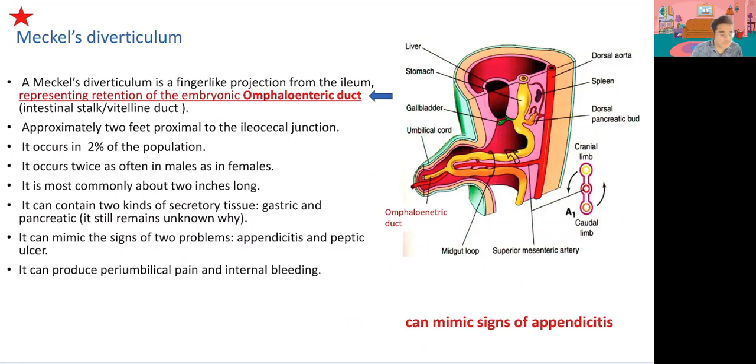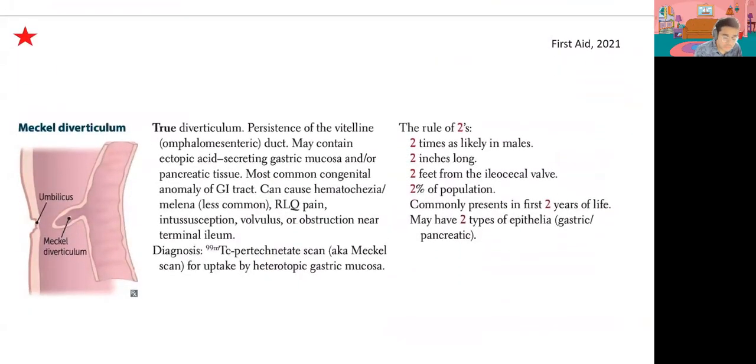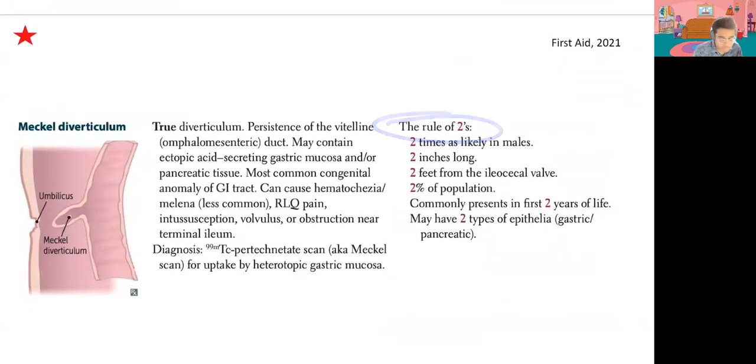The rules of two. I love it. Awesome, exactly. It can basically mimic appendicitis, but it's the omphalomesenteric duct, right? That's what you have to keep in mind for Meckel's diverticulum. That often tends to be the question that they ask, but they will give you these in the question stems to keep it straight, right?